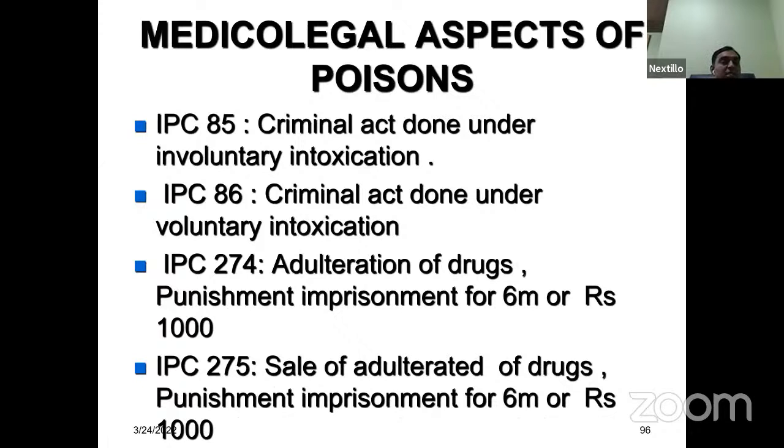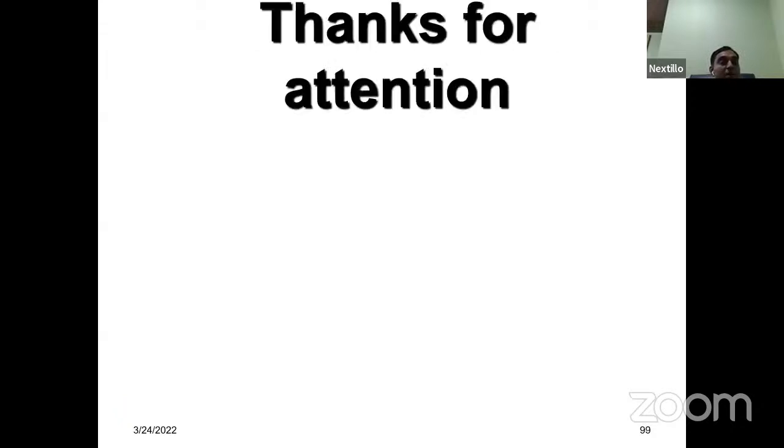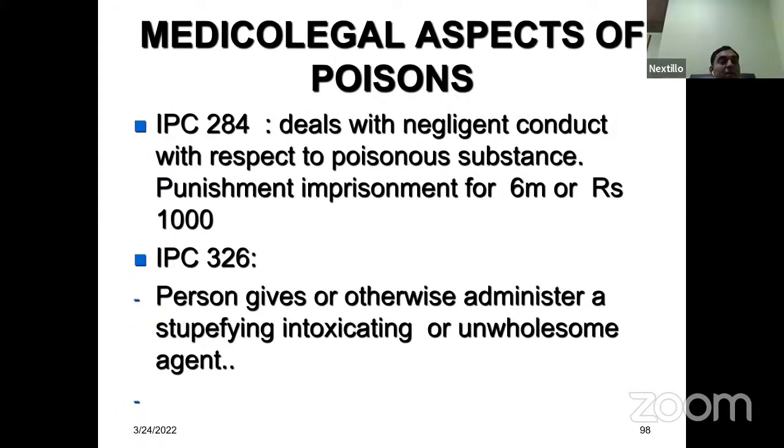Section 85 IPC deals with criminal acts under involuntary intoxication, and also Sections 276, 277, and 278. Section 328 covers a person who gives or otherwise administers stupefying or intoxicating unlawful agents. So dear friends, this is altogether your first session on introduction to forensic toxicology.